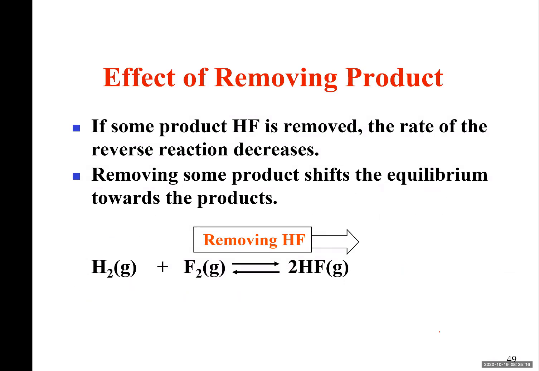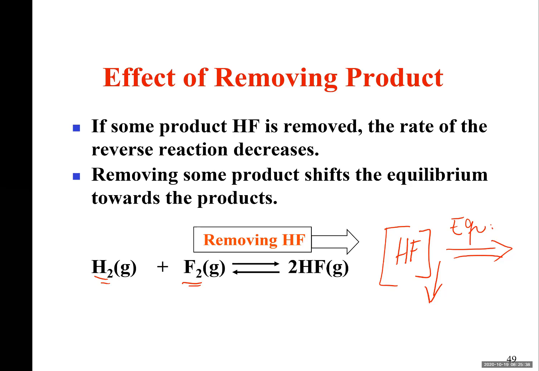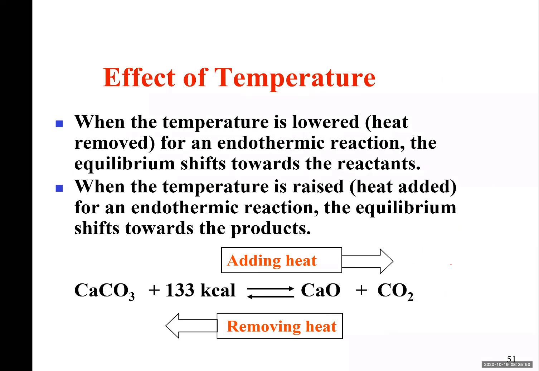So what if I remove HF from the reaction mixture? That means I'm decreasing the concentration of HF in the mixture. I'm not touching the concentration of F2 and H2. I'm removing product, but equilibrium is going to respond to changes. What would be the response of equilibrium? To do the opposite of what I did. What is the opposite of decreasing HF? Making more HF. So which direction is the reaction going to go?